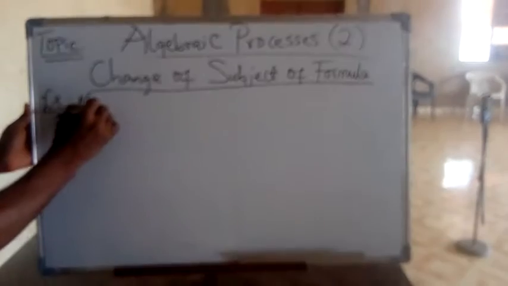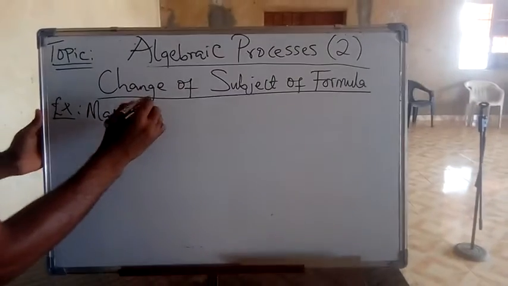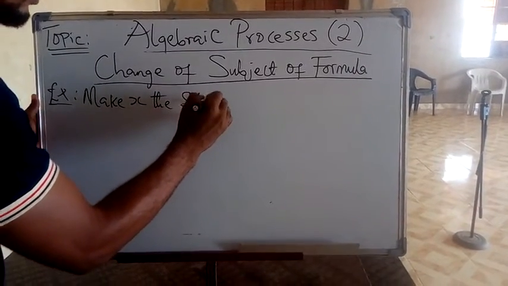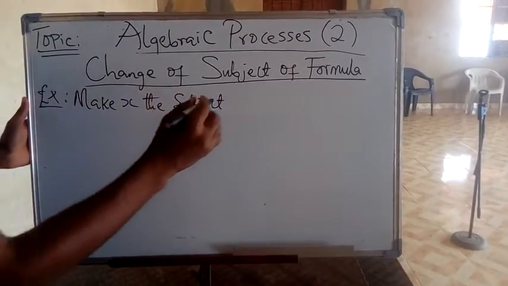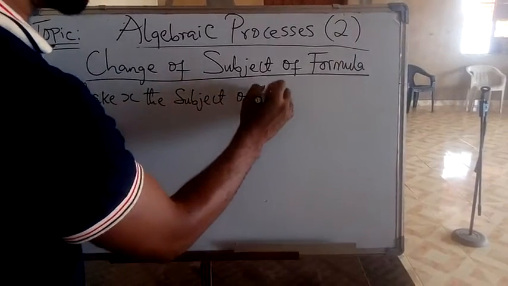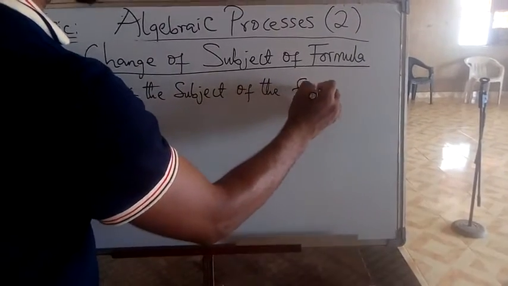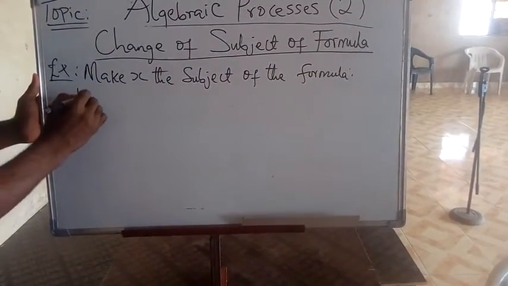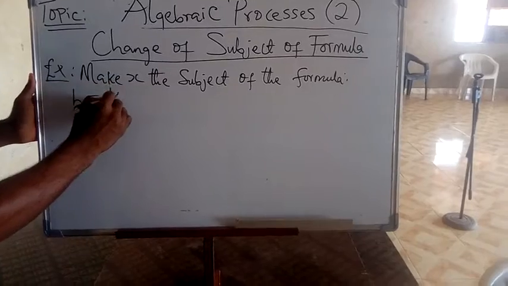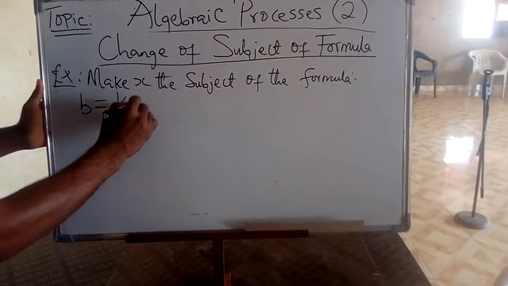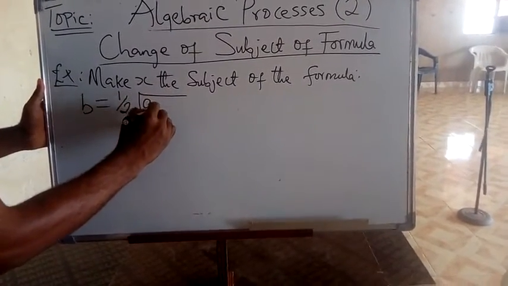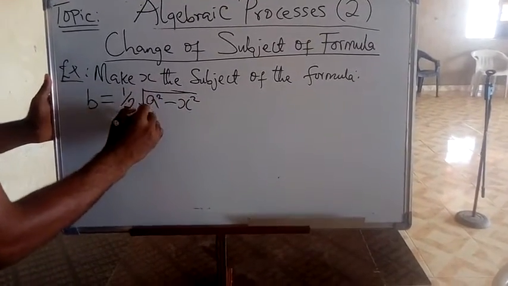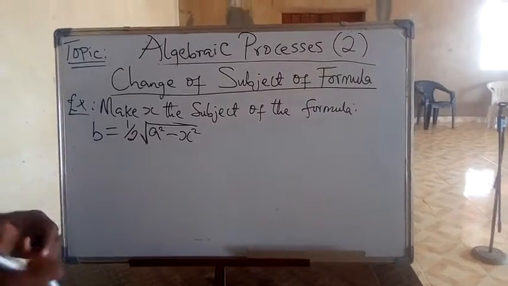The example here says we should make x the subject of the formula. And what is the formula we are given? We are given p equals 1 over 2 square root of a squared minus x squared. I know you remember this formula from physics.